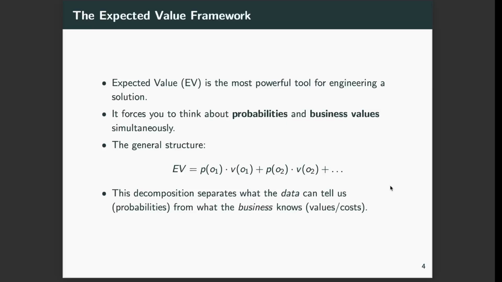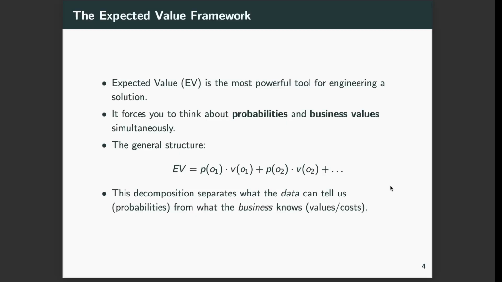A probability is something the data can tell us. Given a customer's profile, what is the probability they will buy? Given a patient's test results, what is the probability they have this disease? We use data and models to estimate probabilities. A business value is something the organization knows. If a customer buys, how much revenue does that generate? If a patient is treated correctly, what is the reduction in healthcare costs? Business values are not in the data. They come from the domain experts and the financial analysts. The expected value formula ties these two worlds together.